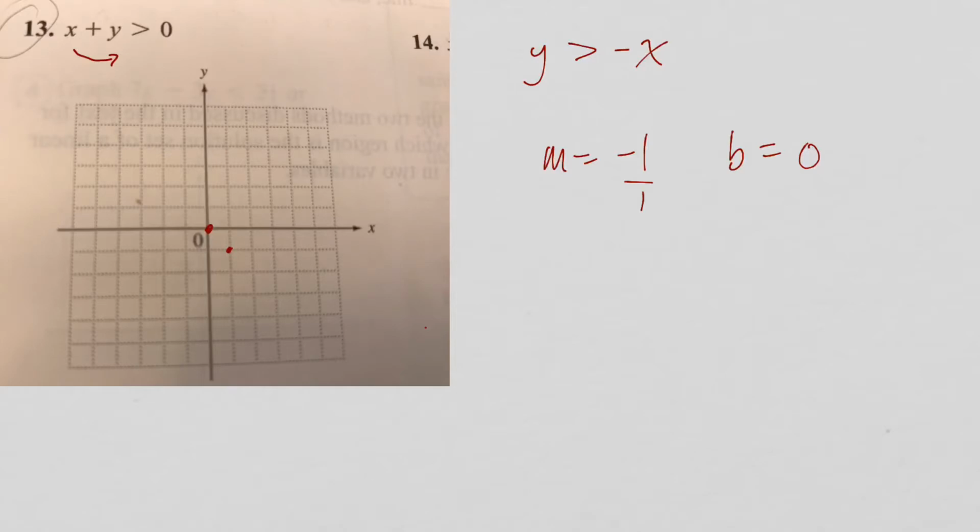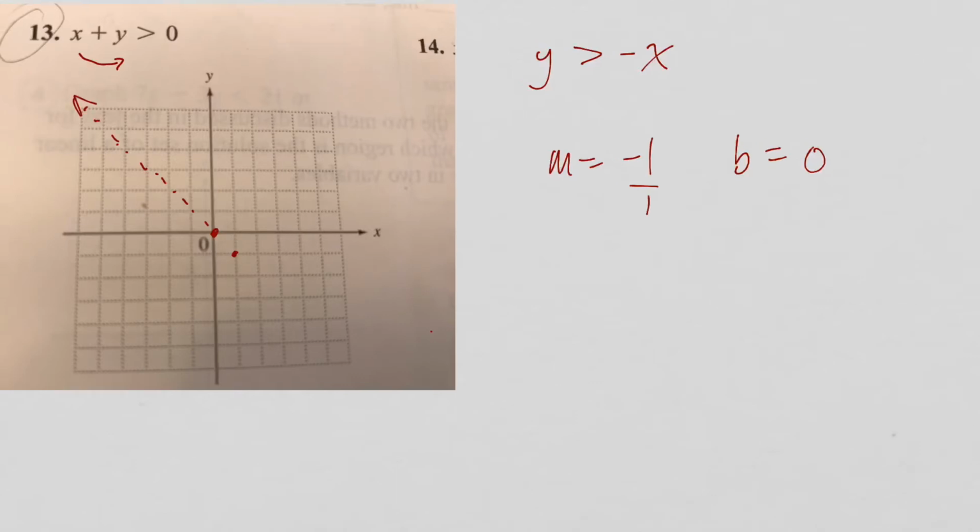This is going to be a dashed line because there's no equal sign. So it looks like that. And this time we are shading above because that's a greater than. See? We're shading above. And so we'll shade over here.